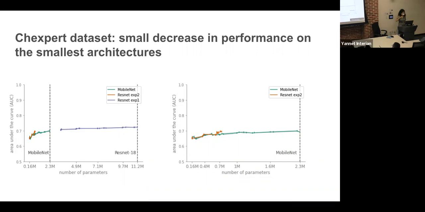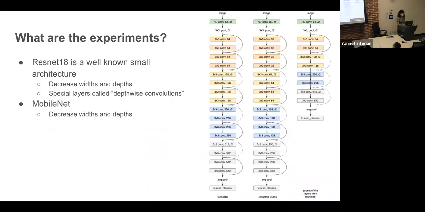So we did that. We also tried a special type of convolutional layer that is a bit different from the regular convolutional layer and has a lot fewer parameters. We tried something called depth-wise convolution. And then with MobileNet, we just increased the width and the depth as well.